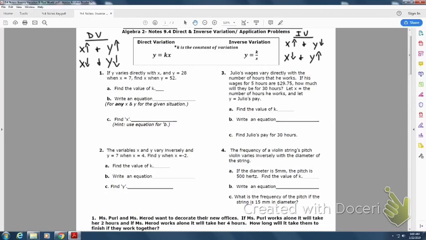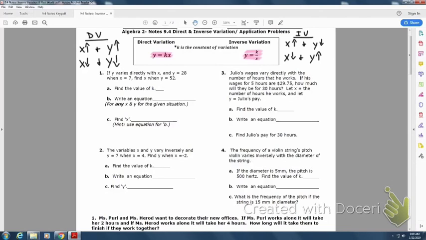In that box, you've got the two formulas for those two different situations. You've got direct variation, y equals k times x, and inverse variation, y equals k divided by x. K is going to be a constant of variation.